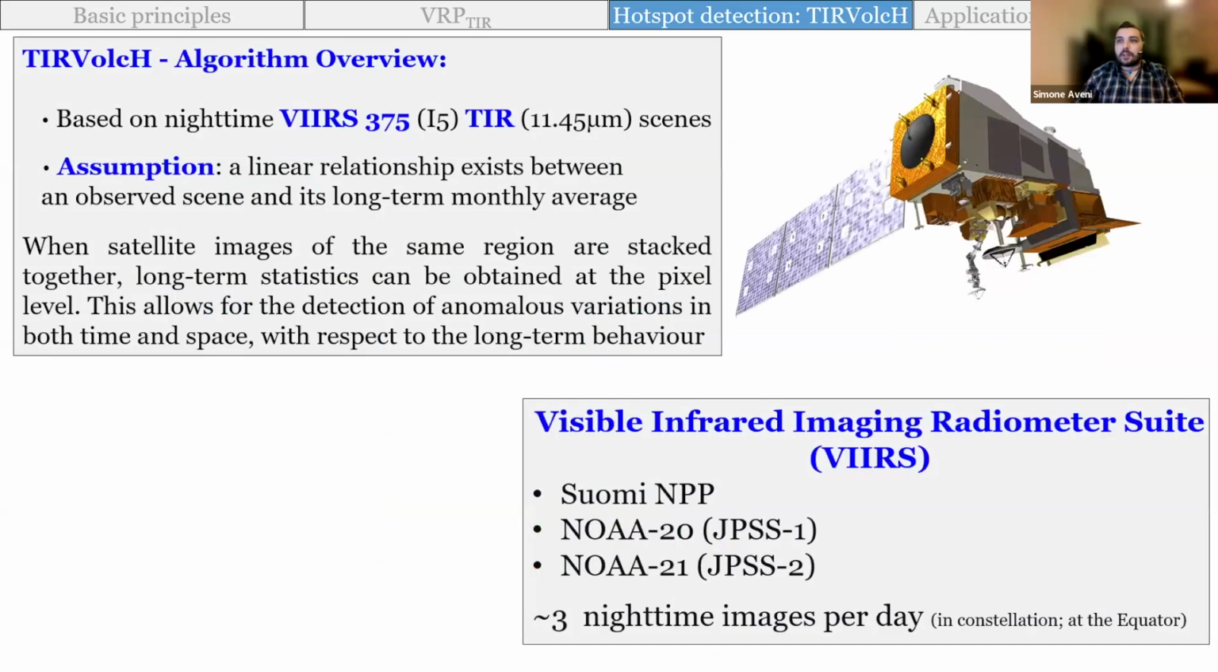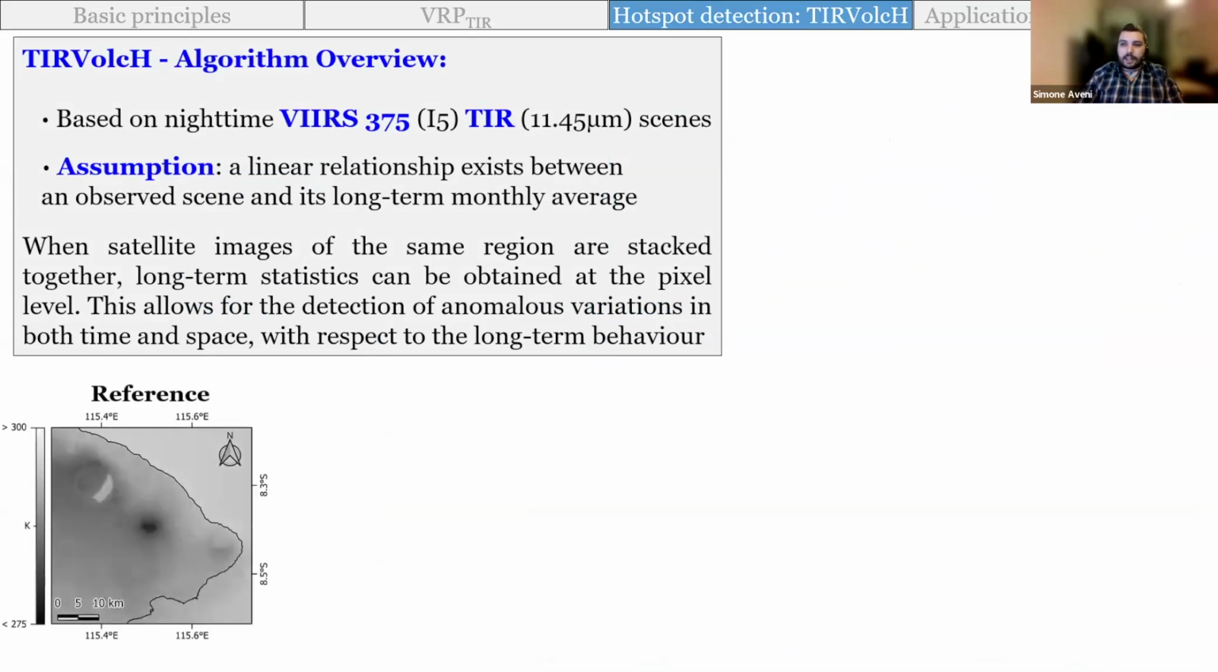So just to provide an overview of how the algorithm works: it uses nighttime imagery from the VIIRS instrument at 11.5 microns, and is based on the assumption that a linear relationship exists between an observed scene and its long-term monthly average. As we have more than 10 years' worth of data, if we stack all these images together for any given month, we can obtain a reference matrix.